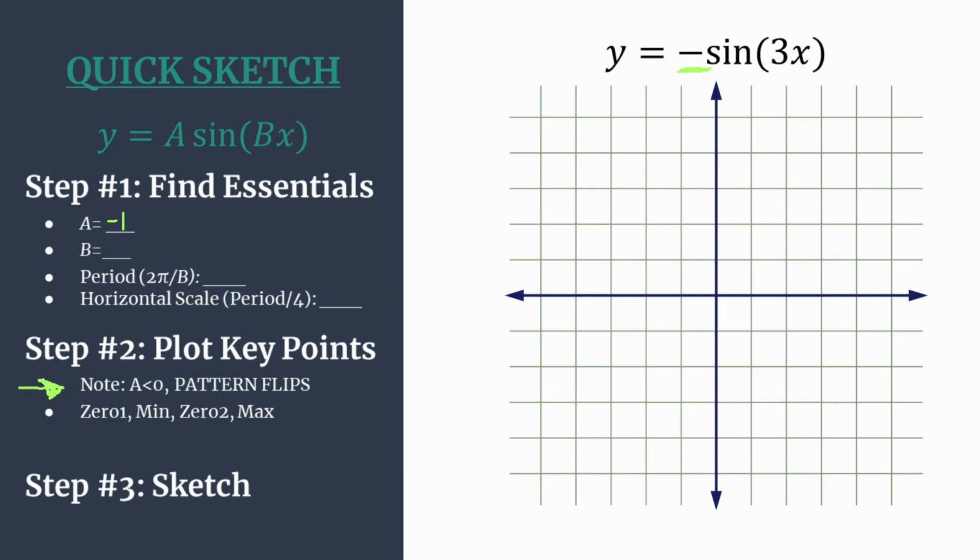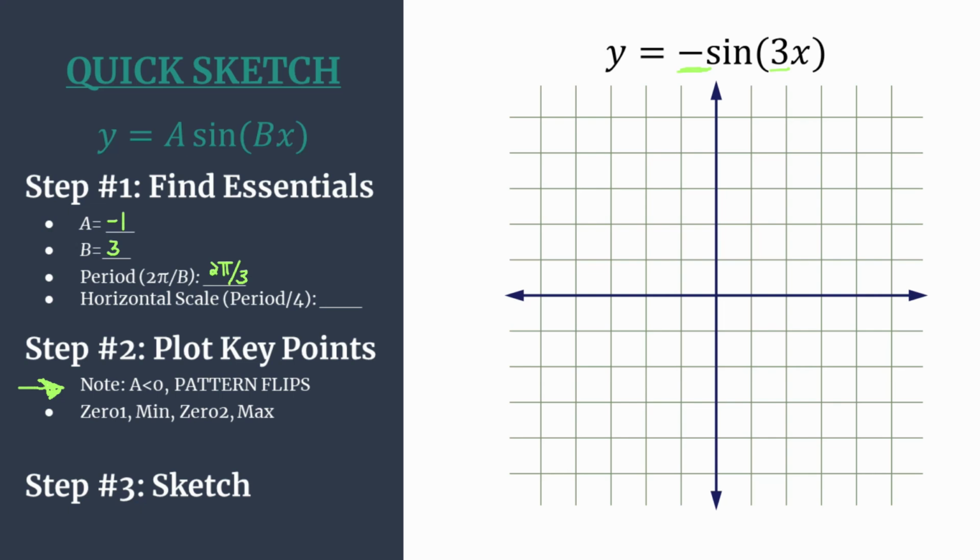B is the coefficient in front of x. That's 3 for this equation. And we'll use it to find the period. So for any sine equation, period is found 2 pi over B. So our period here is 2 pi over 3. That's the length of a cycle horizontally.